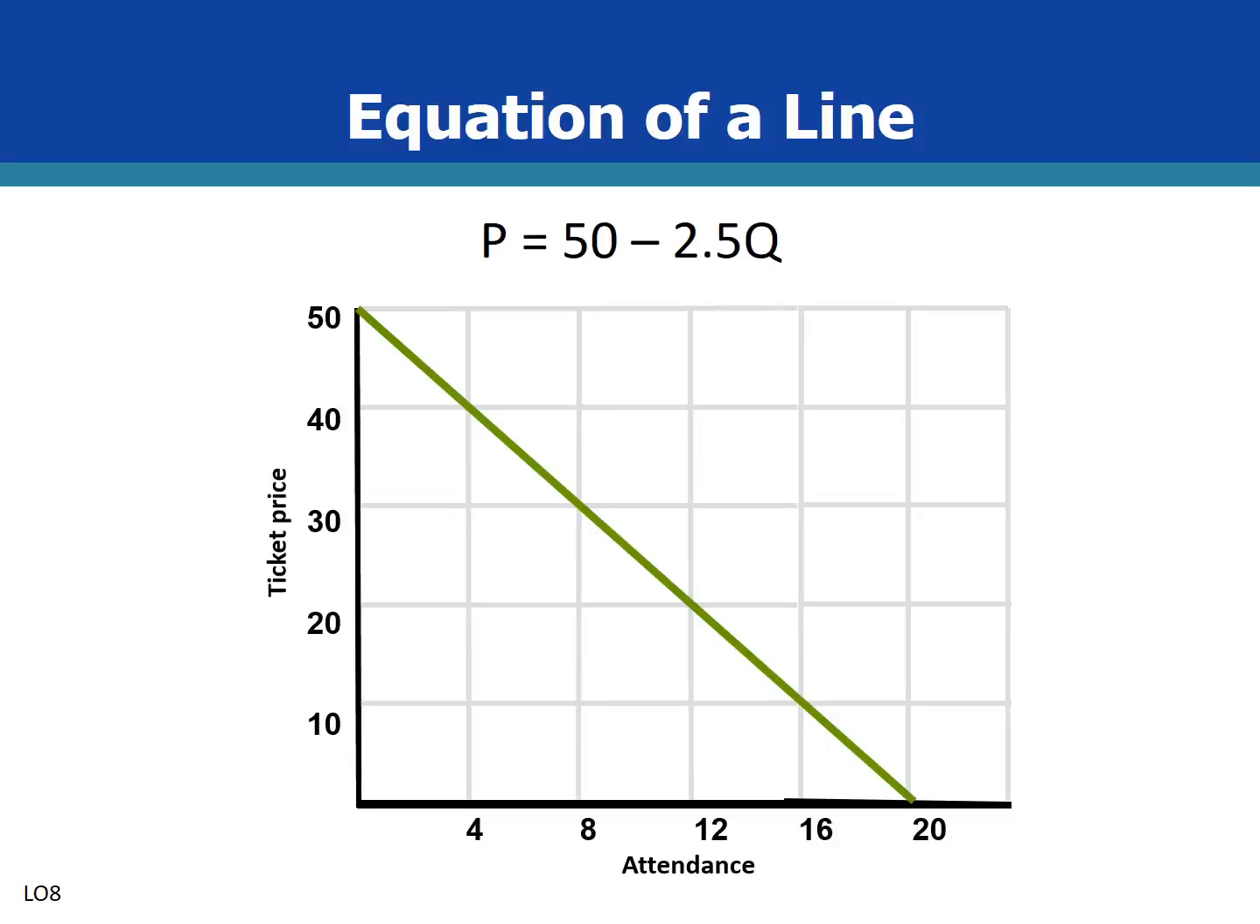We calculated the slope of this line earlier, and we found that the slope is negative 2.5. We can see from the graph that the vertical intercept is 50. Therefore, the equation of this line is P, price, equals 50, vertical intercept, minus 2.5Q, where negative 2.5 is the slope and Q is the quantity. In this case, the slope is being subtracted because the slope is negative.